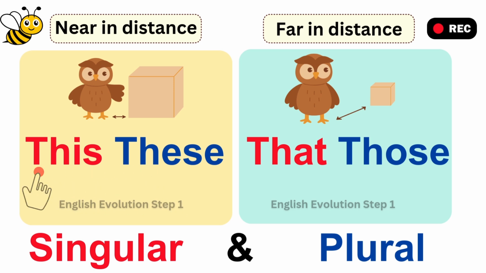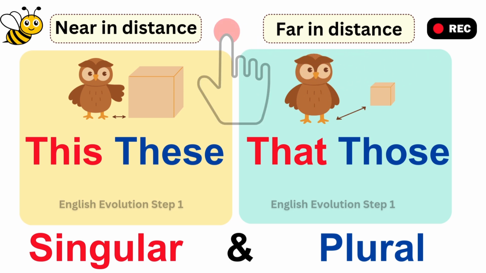This refers to a singular noun that is near in distance or time. These refers to plural nouns that are near in distance or time. Far in distance. That and those. That refers to a singular noun that is far in distance or time. Those refers to plural nouns that are far in distance or time.